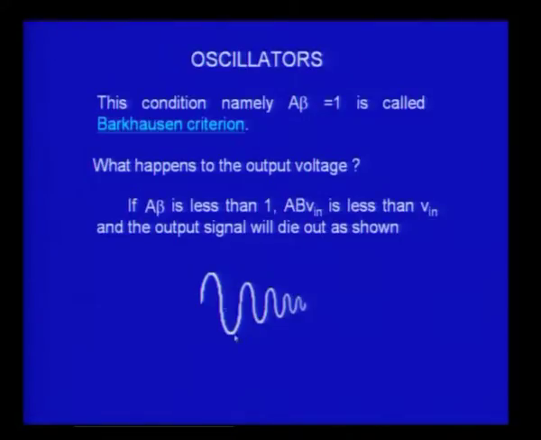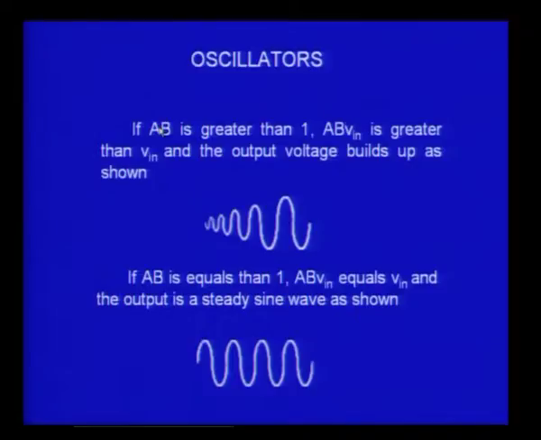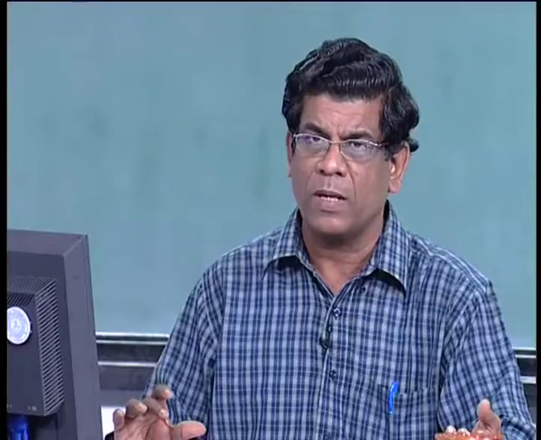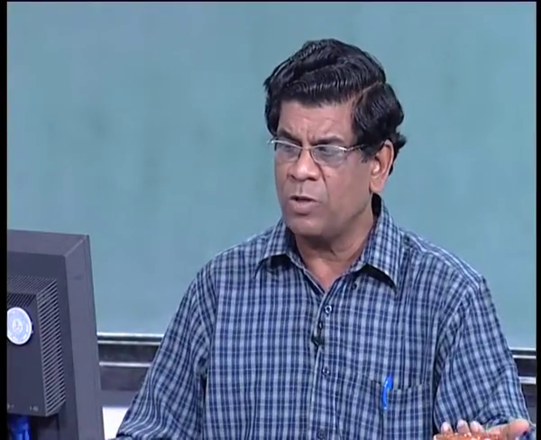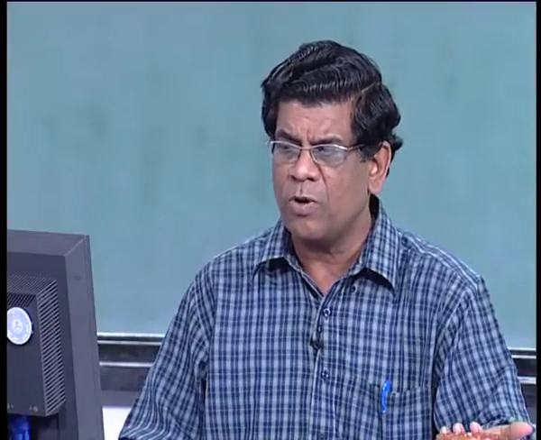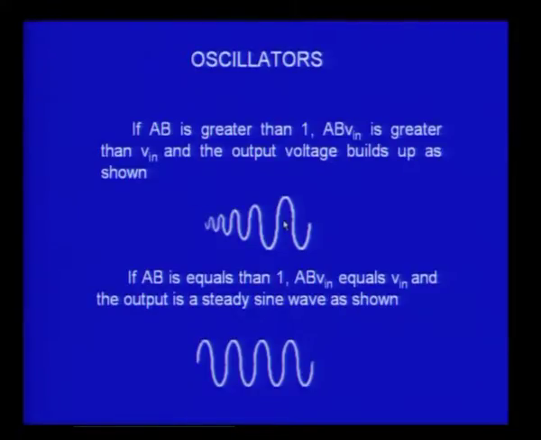That is what is shown here. The initial sine wave keeps on decreasing because A beta is less than 1. If the A beta value is greater than 1, then A beta V in is greater than V in, and therefore the output voltage keeps on building up. When you give feedback, a larger portion comes through the feedback, so it increases the input voltage, and therefore the output will still further increase because it is just an amplifier. So you would find the sinusoidal voltage which starts with a small amplitude will start building up. This also is not a very desirable feature. The previous one where the amplitude decreases is also not what we want.